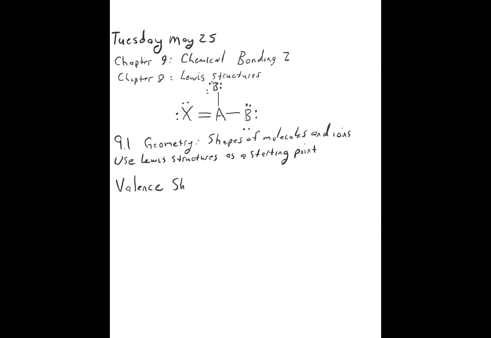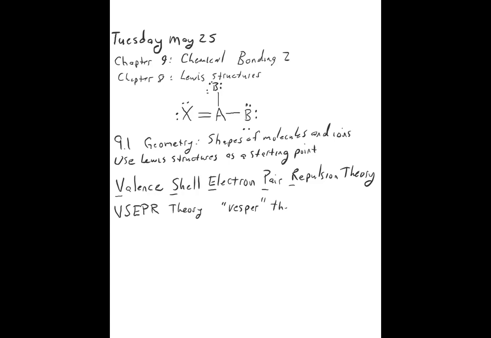I'm going to write it out: Valence-Shell Electron-Pair Repulsion Theory. That's a mouthful. Valence-Shell Electron-Pair Repulsion Theory. So what we do in order to make that easier to say is we just use the acronym. So we're going to call this VSEPR theory. And then typically it's pronounced Vesper, just so it's easier to say, okay? So Vesper theory is Valence-Shell, Electron-Pair, Repulsion theory.